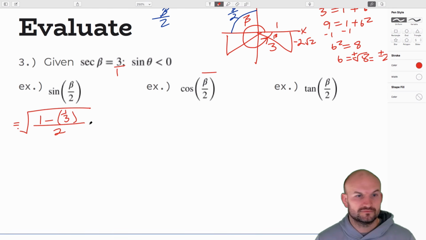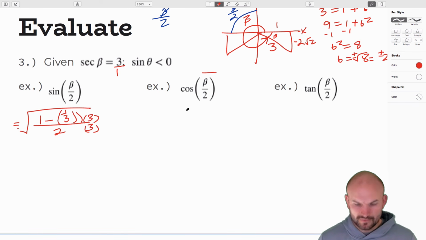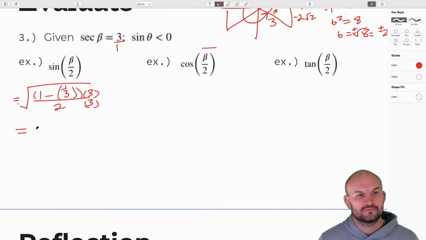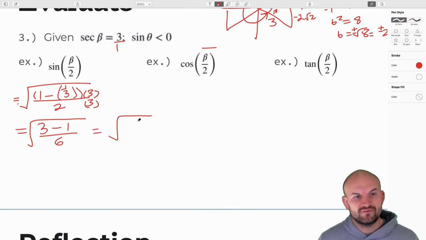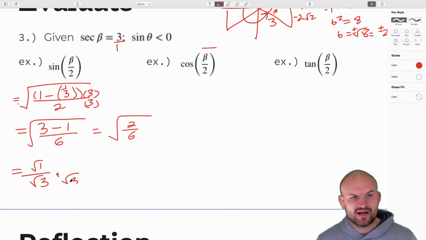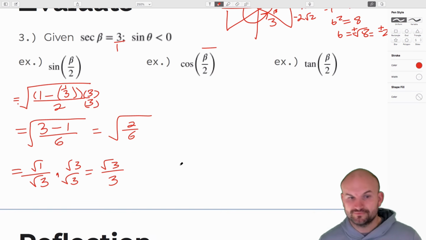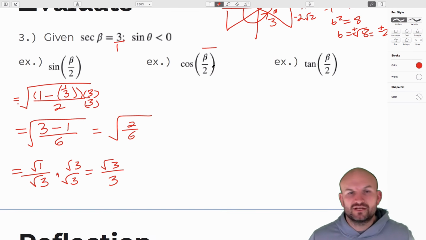All over 2. Again, all we want to do is really simplify this, so we can multiply by 3 over 3. And we get 3 minus 1 all over 6. And again, that's all under a radical, right? Which can simplify to 2 over 6. So we can break that down into the square root of 1 over the square root of 3. The square root of 1 is obviously 1, but you could rationalize the denominator here and get the square root of 3 over 3.